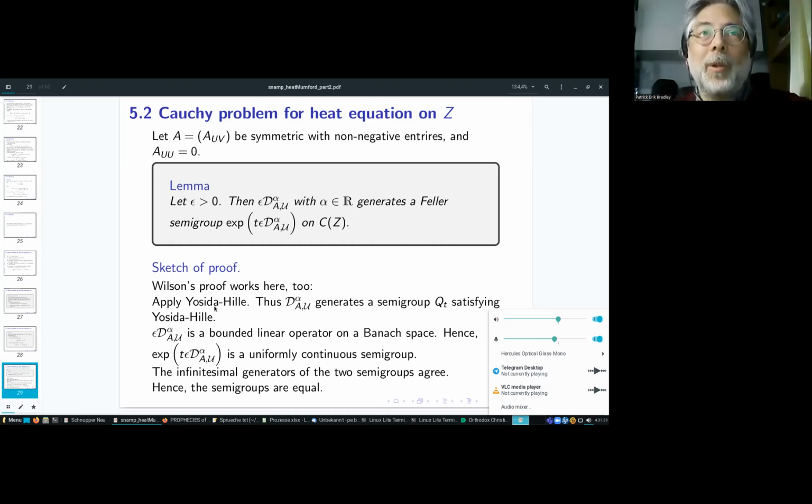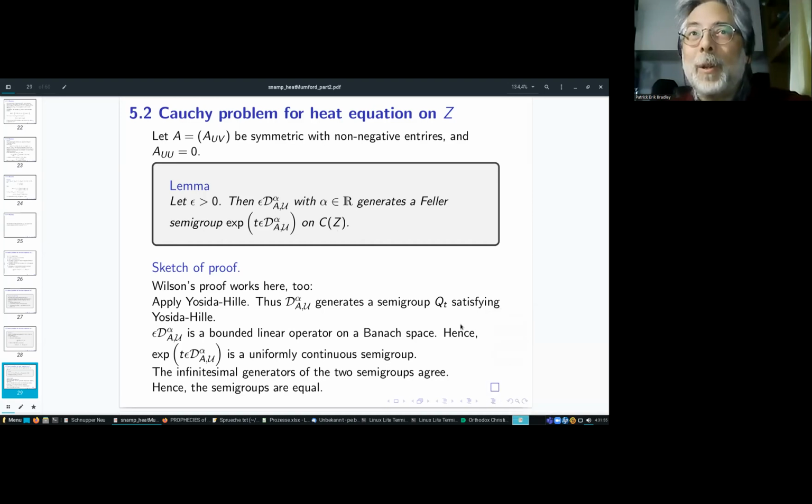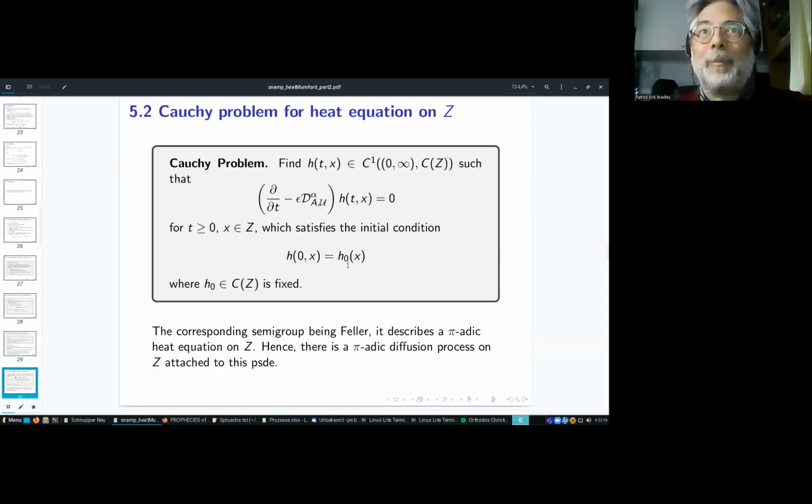I'll sketch it. So you apply Hille-Yosida. First, D_alpha generates a semigroup called Q_t, and it satisfies Hille-Yosida, and then epsilon times this operator is a bounded linear operator on a Banach space, hence the usual exp is a uniformly continuous semigroup, and you have to prove these things. Then the infinitesimal generators of the two semigroups agree, and that means the semigroups are equal. So you have proved the Feller property for one of those two, and that means it generates a Feller semigroup.